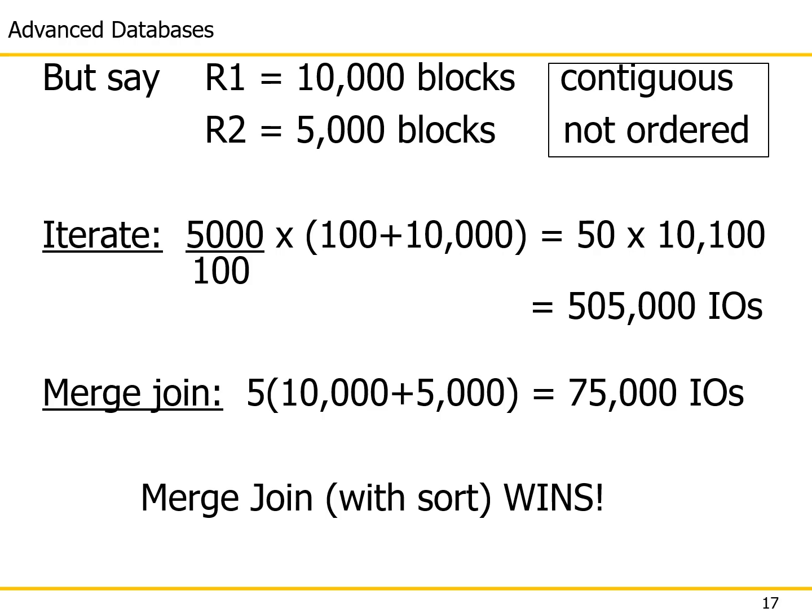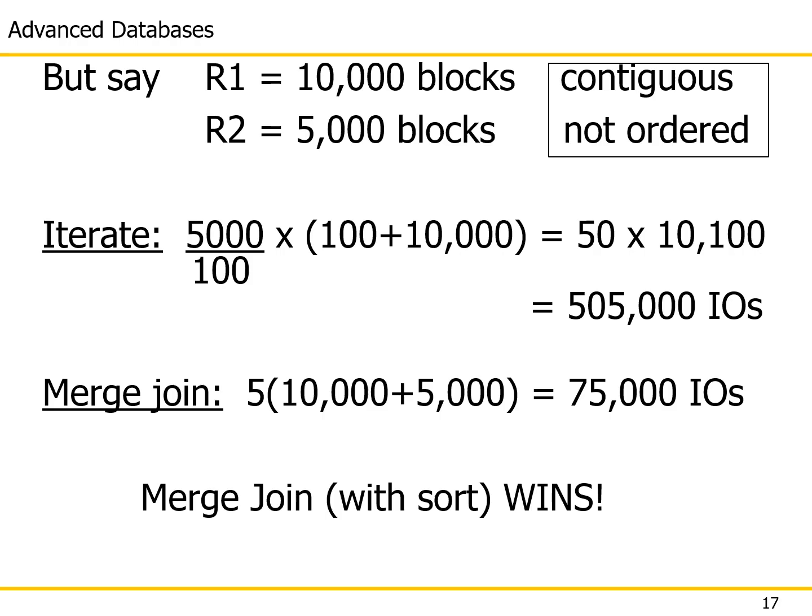But this is just a computation for our specific example that we are looking at. So if I play with the numbers, and here is just a proof of that, again, the relations are contiguous, but the values are not ordered, but I have a different number of blocks. If you go back and do the same computation we did before, using the same number of memory slots that we had, which is 101 slots, iteration join will give you 500,005 IOs, while merge join will give you 75,000 IOs. So merge join actually will be better.